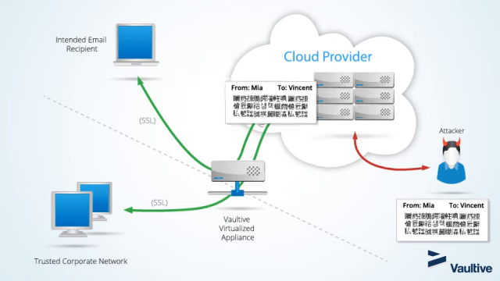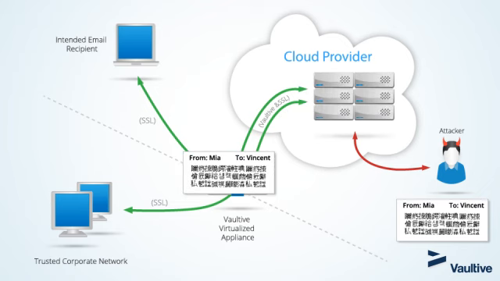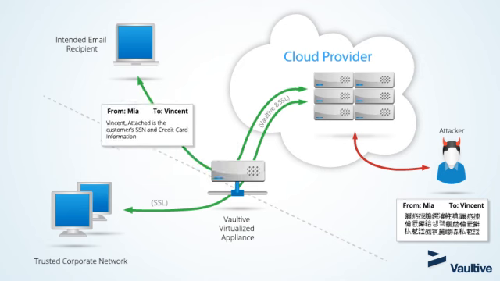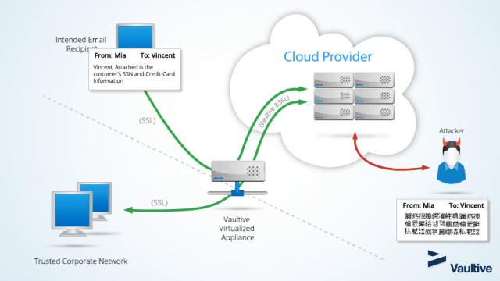When the email is sent to the intended recipient, it first has to be routed back through the Vaultive gateway where it is decrypted. As Vaultive is stateless and designed for high performance, this additional hop adds imperceptible latency. The email is delivered to the intended recipient, of course, over an encrypted session.